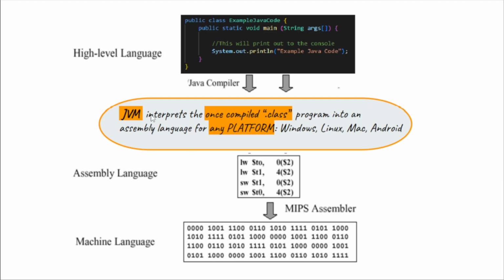To illustrate again, you have your high-level language here. It will be compiled in Java. The JVM interprets the compiled .class program into an assembly language for any platform. So the JVM takes care of it.